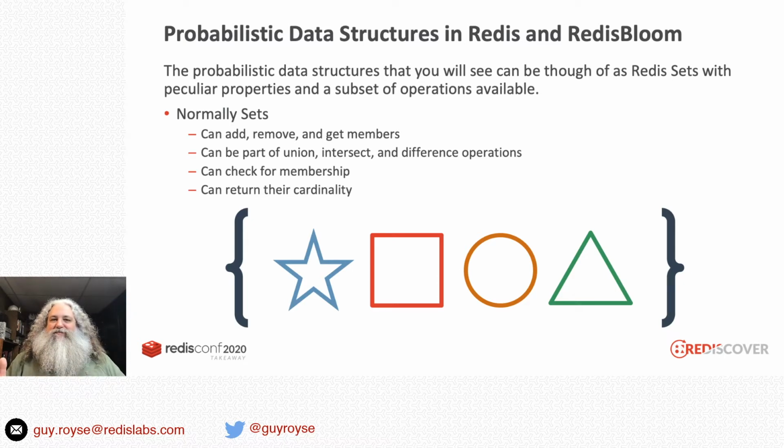And all of the probabilistic data structures are kind of like that, but they have subsets of the operations available. So you might not be able to remove things, or you might not be able to get things, but you can add things. Or you can add things, but only if they're a certain type of thing. Or you can get things, but only if it's in a certain class. And so they have special properties that make them unique. And sometimes you can't do them at all.